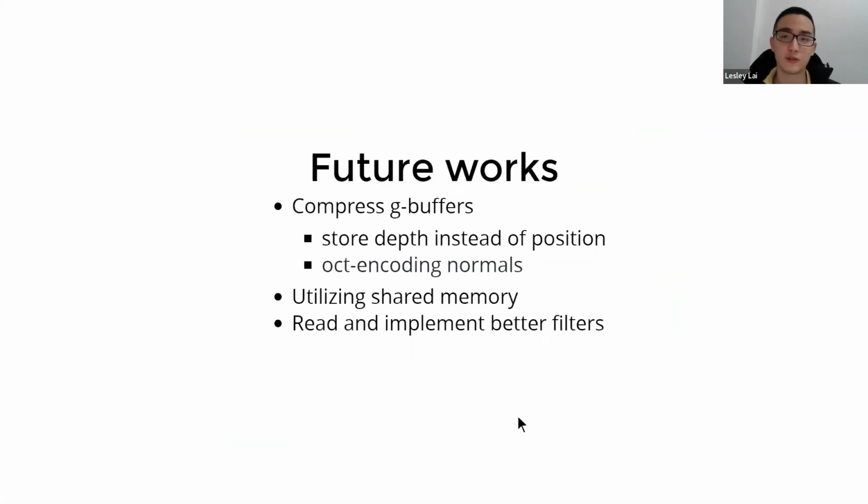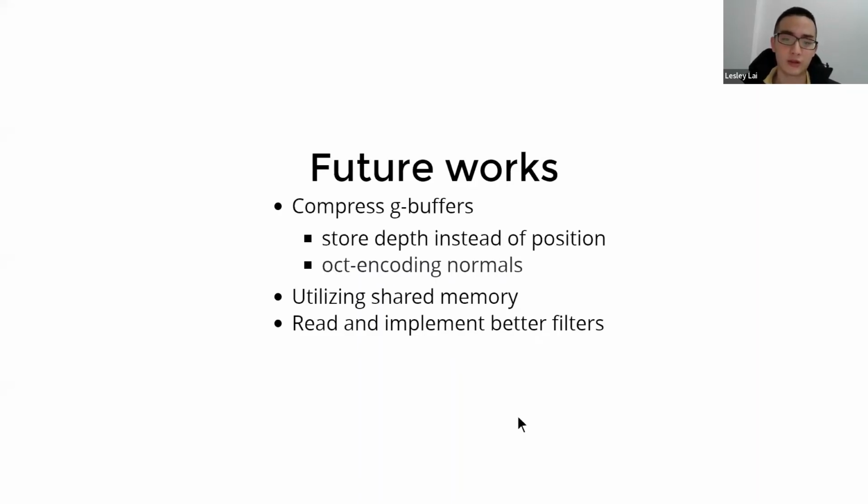There is some future work I can do for this project. The first is to compress G-buffers. I can store depth instead of position and just reconstruct position in the filter. That will probably be much cheaper, since compressing the position buffer to depth is like going from float3 to one float, and much less global memory read to do.